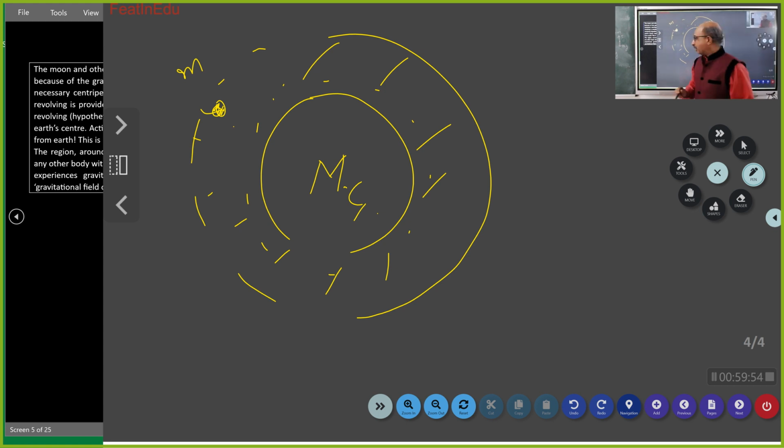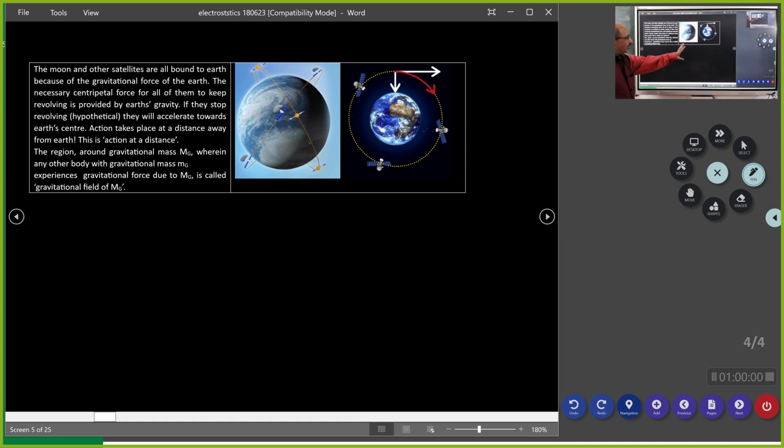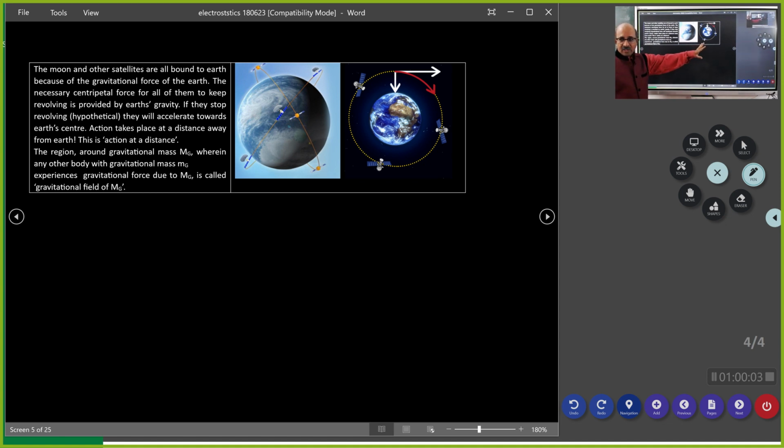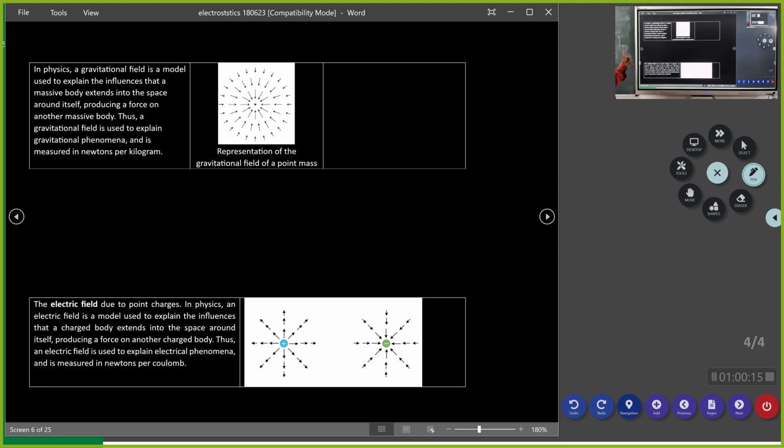Now I'll show you why I am teaching all this. Extremely important. So there is a gravitational field. Now look at this diagram. In physics, a gravitational field is a model used to explain the influences that a massive body extends into space around itself, producing a force on another massive body. That means it has got mass.